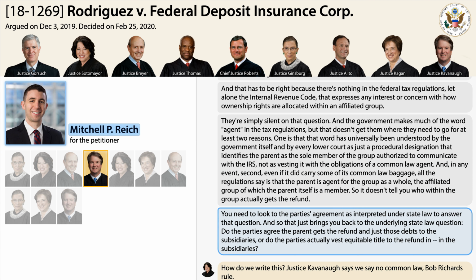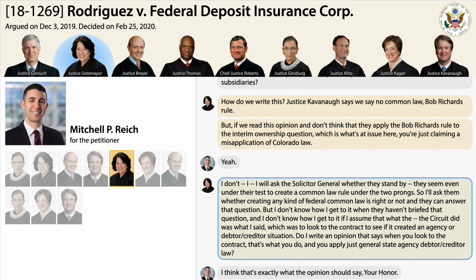I will ask the Solicitor General whether they stand by, they seem even under their test to create a common law rule under the two prongs. So I'll ask them whether creating any kind of federal common law is right or not, and they can answer that question. But I don't know how I get to it when they haven't briefed that question.